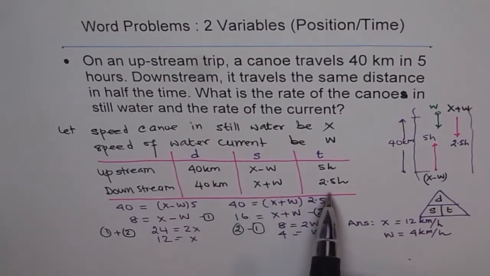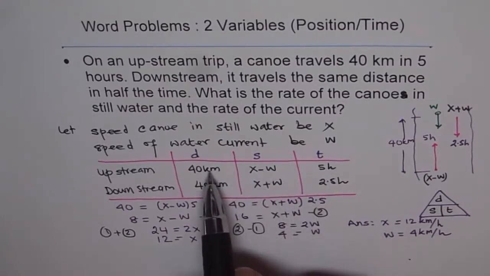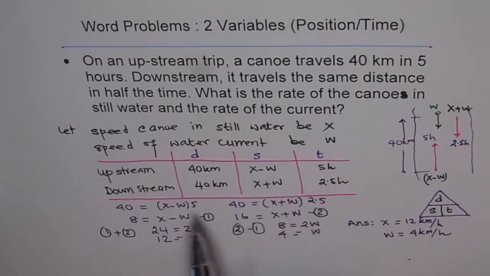Now that gave us two equations. Distance is speed into time. So one for upstream, the other one for downstream. And then we eliminated one of the variables and found the other to get the answer, right? So that is how such problems should be solved.